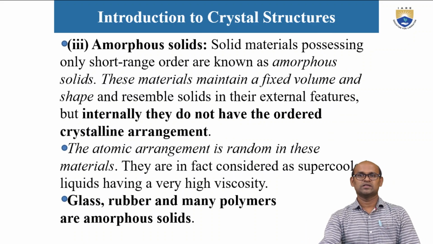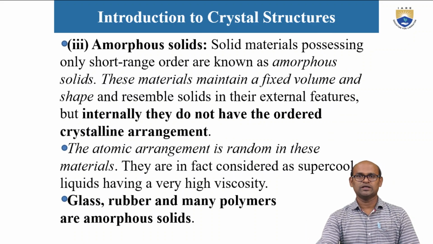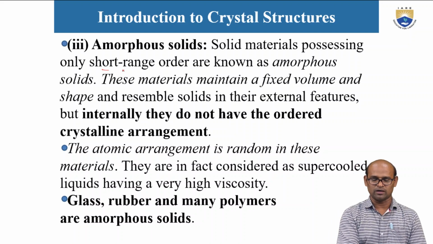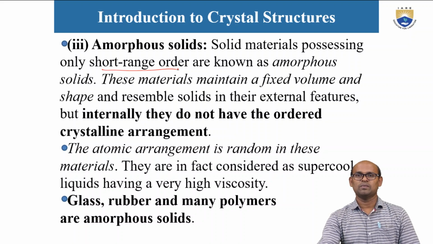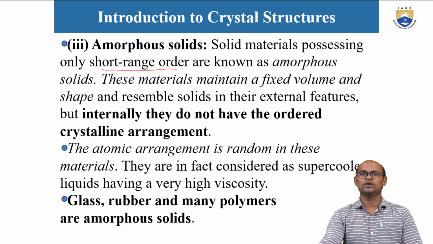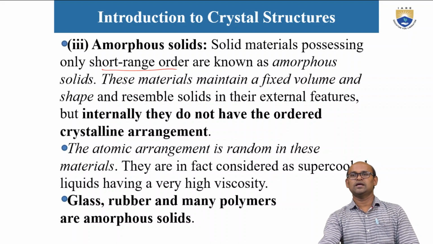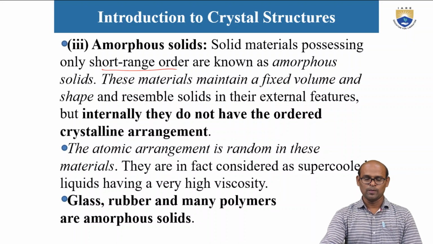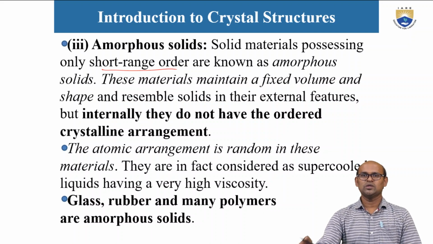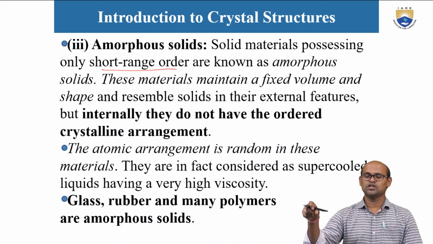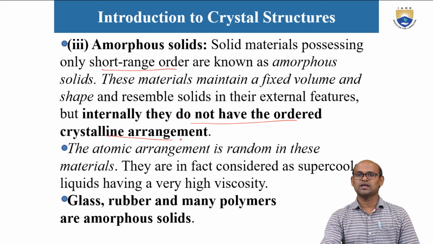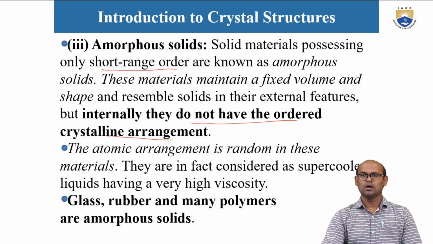Okay. So we have discussed single crystal and polycrystal. The third one is amorphous solids. Materials possessing only short range order are known as amorphous solids. These materials maintain a fixed volume and shape and resemble solids in their external features, but internally they do not have the ordered crystalline arrangement. When you touch them, you feel that these are crystals, and from outside it looks like there is an ordered crystalline arrangement, but internally there is no ordered crystalline arrangement in amorphous solids.